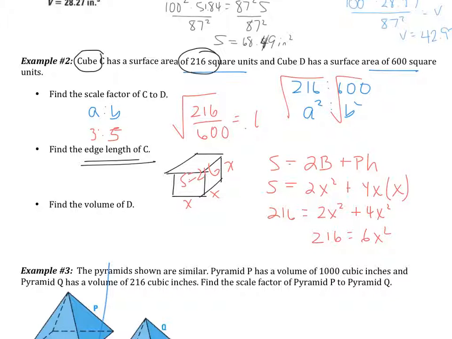So can't I just divide by 6 and then take the square root? What's 216 divided by 6? And then what's the square root of 36? 6. So that means that the side length is equal to 6. All right, it says to find the volume of D.